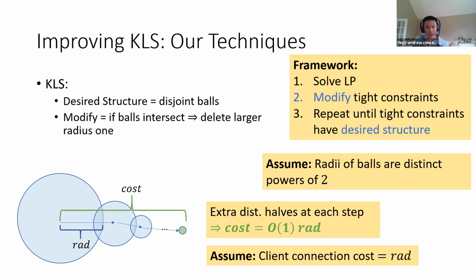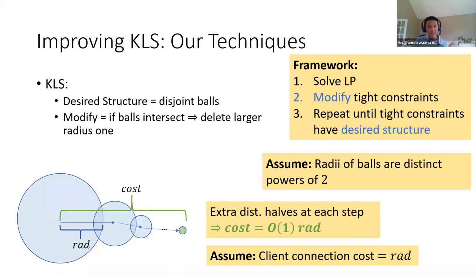So to summarize what happened, the desired structure of KLS is disjoint balls. The reason is because this will give us a constant number of fractional facilities at the end. The modification is if two balls intersect, we should delete the larger radius one. The reason we do this is because we can bound the final cost of a client by a constant times its LP cost, its radius, let's say. So this gives us a constant number of fractional variables and a constant approximation. So this is where the approximation ratio of KLS arises.